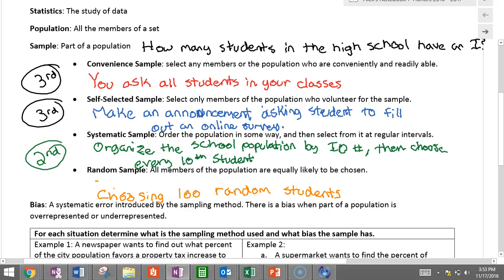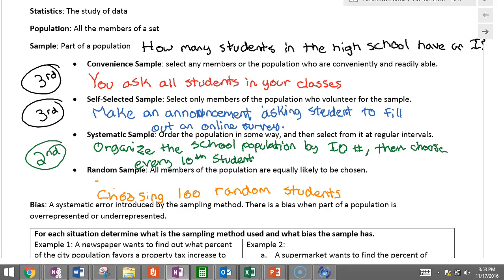Okay. Systematic sample, that comes in second place. That's a pretty good way to choose it, especially if you organize the entire population. Here I am organizing the entire school population, so I am choosing from my whole population. So this one is pretty good and doesn't really have any bias. But sometimes, and we'll see an example of that, a systematic sample can have bias.